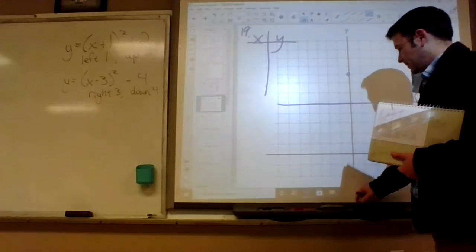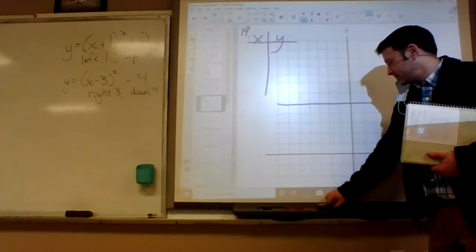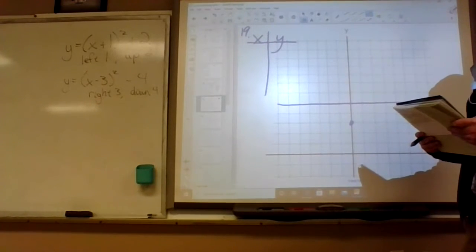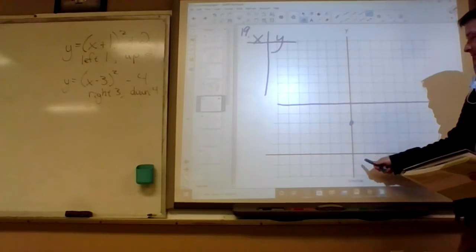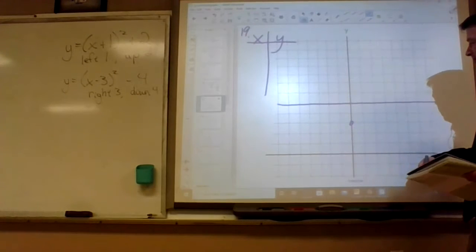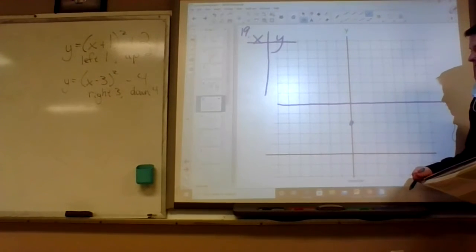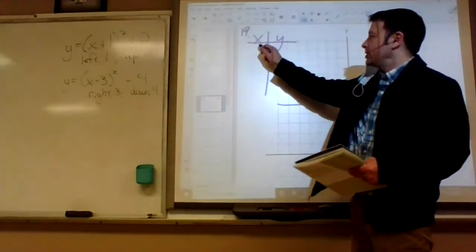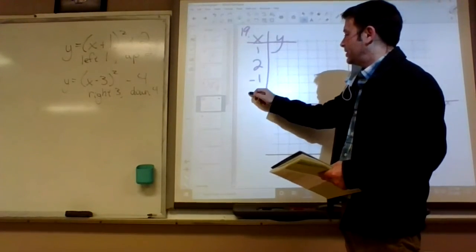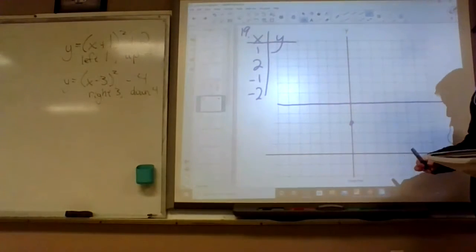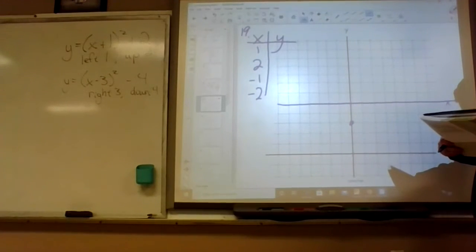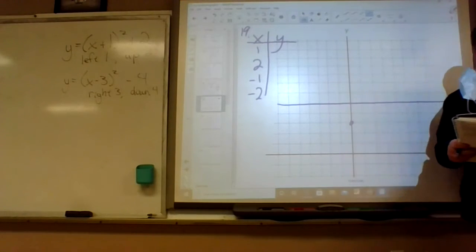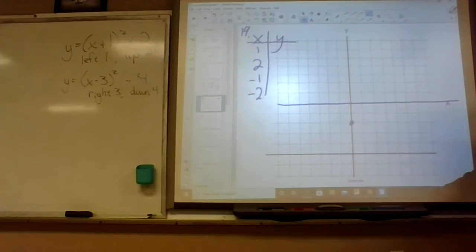Okay, so (0, 3) was the vertex, right? Yeah. I'm going to plug in x as 1, 2, negative 1, negative 2. Those are good x values. You need 4 besides the vertex, so 5 in total. If I plug in 1, what do I get?